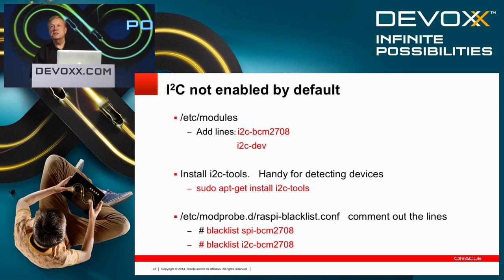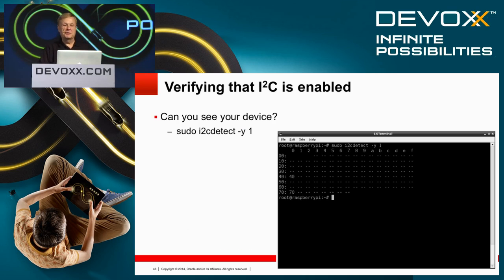So I2C is not enabled on the Raspberry Pi by default. So if you want to use I2C, then you have to go in and do some editing of some files. So in etc modules, you would add those two lines to enable I2C. Also, there's some helpful tools for being able to see what I2C devices are connected. And so to install the tools, you just use that line, install I2C tools, and then I2C is blacklisted by default, so you need to comment out those two lines in that file, and then you'll be good to go for I2C communication.